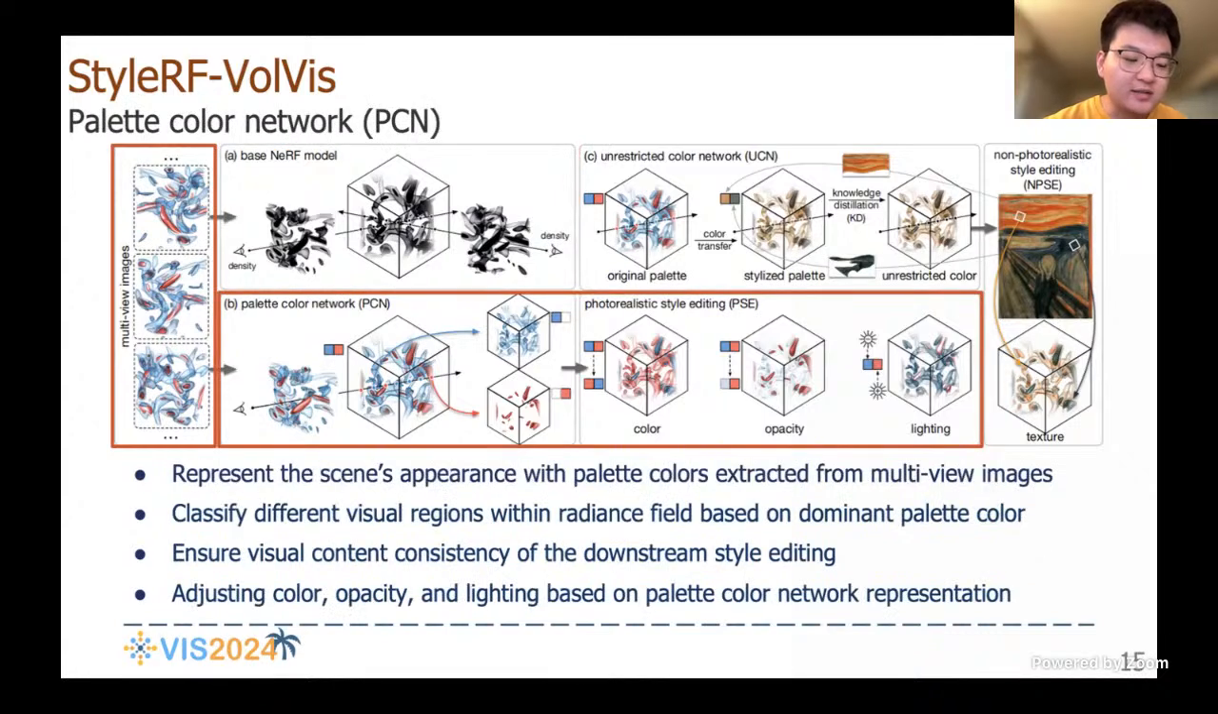In the next stage, we optimize the PCN to enable PSE, which allows interactively adjusting the color, opacity, and lighting. In particular, PCN is a color function that represents the scene's appearance with palette colors extracted from multi-view images. Besides PSE, PCN can also classify different visual regions within the radiance field based on the dominant palette color, and is an essential component to ensure visual content consistency of the downstream style editing.